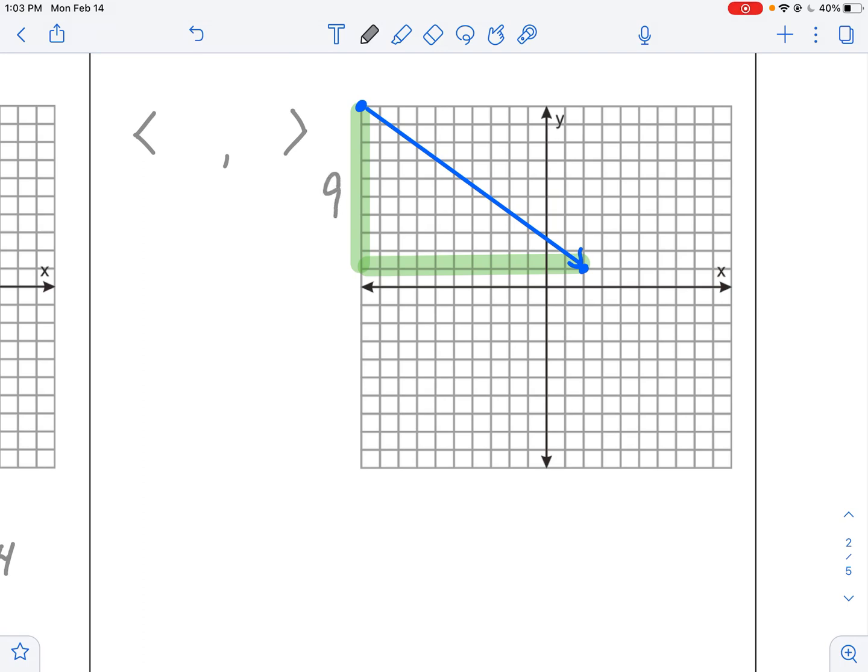All right, so this would be 9. This would be 12. So I have 12 horizontally and 9. That would be a negative 9 because I went down 9. But it really doesn't matter when you do your Pythagorean theorem. You would get 15 for your magnitude.